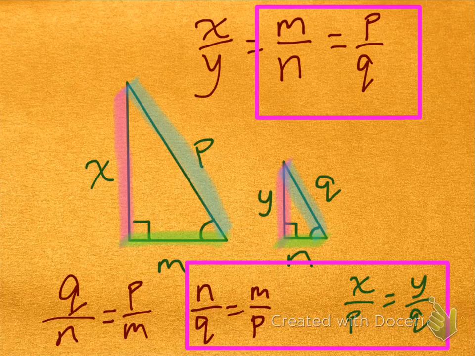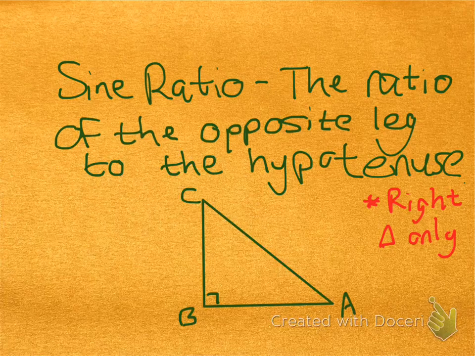Let's start with the sine ratio. The sine ratio is defined as the ratio of the opposite leg to the hypotenuse on a right triangle. So we have triangle ABC here. It is a right triangle. So if I'm looking for the sine of angle A, and I'll tell you how to do the shorthand of this in a second, you don't have to write that every time. The sine of angle A, in fact, I'll just tell you now, is written as sine A, like so.